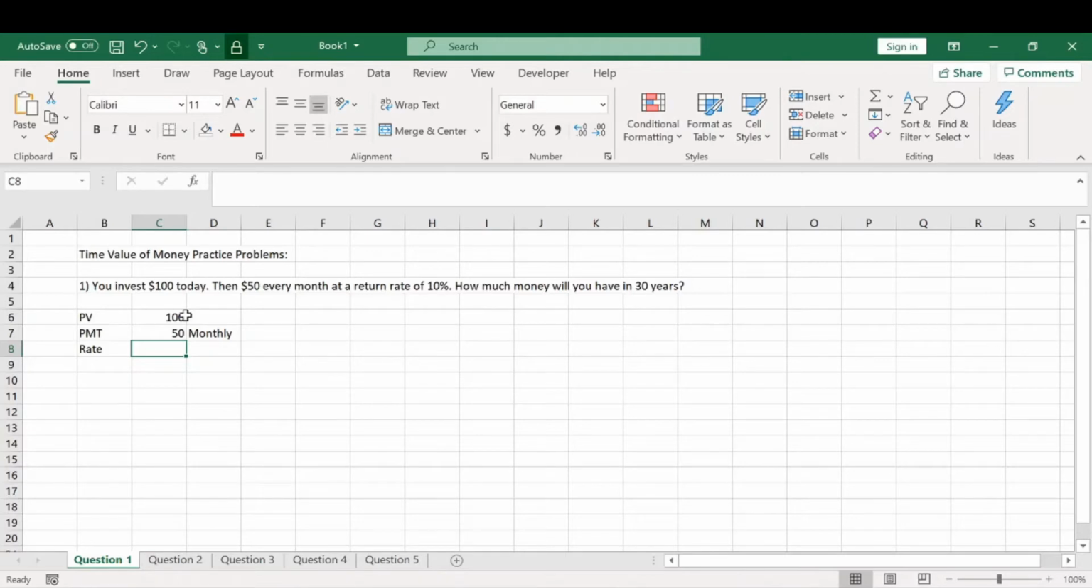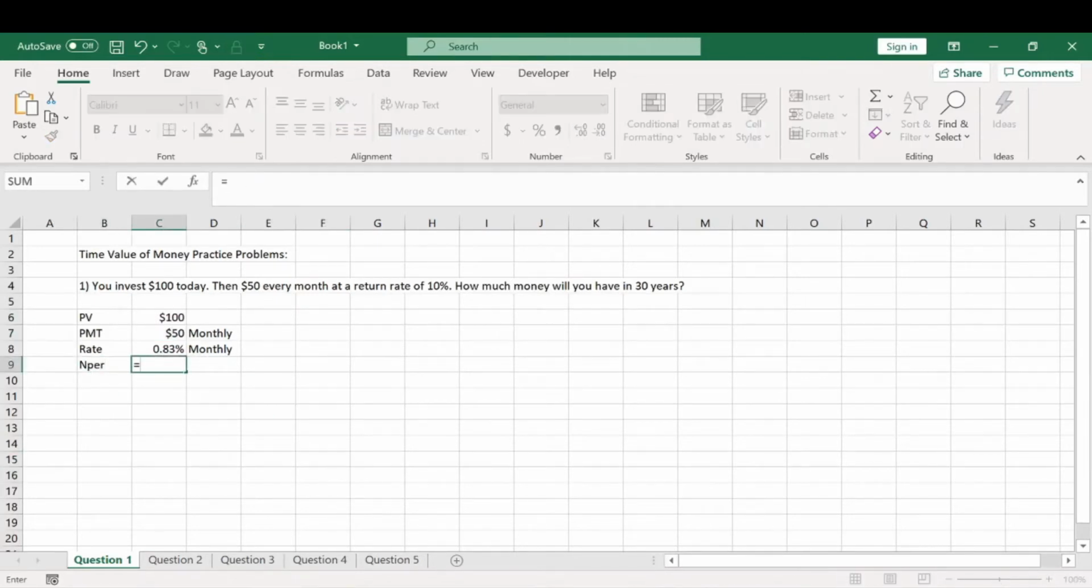However, we need to translate everything monthly, right? So what we're going to do is take the 10% divided by 12 months in a year to get a rate of 0.83% monthly. The last thing that we have here is the Nper, or the number of periods. We're going for 30 years, but since we want this in months, we'll take 30 years times 12 months in a year to get 360 months.